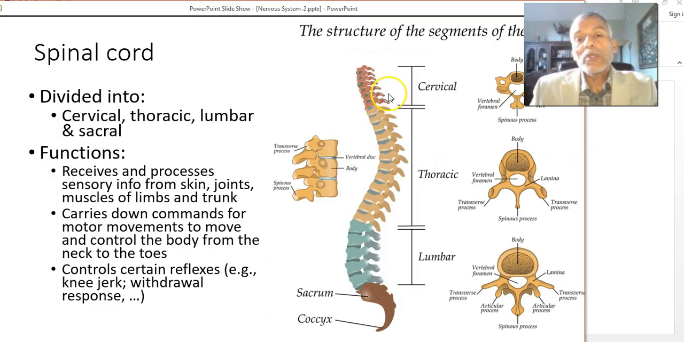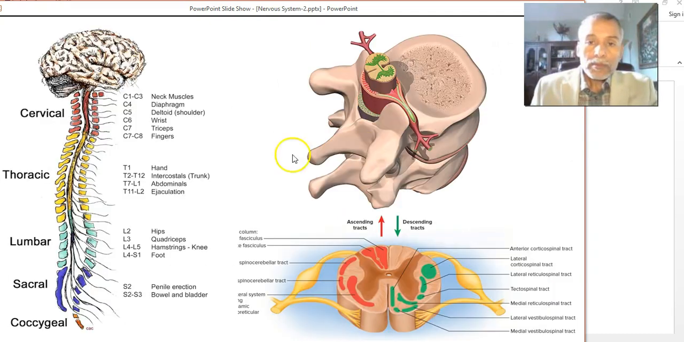So the segment of the spinal cord that passes through the cervical vertebrae is called the cervical segment of the spinal cord. And then we have the thoracic segment of the spinal cord, and then the lumbar segment, and then the sacral segment. In terms of the coccygeal, it isn't really very significant. So these are the major ones: cervical, thoracic, lumbar, sacral.